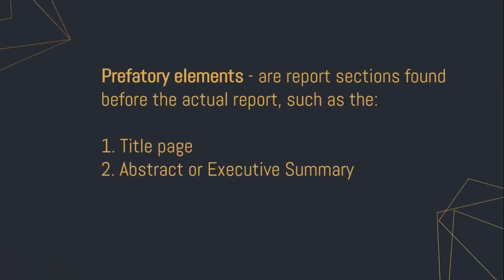So there are prefatory elements, and these are report sections found before the actual report, such as the title page and abstract or executive summary. The title page contains the title of your report. The title should give an initial idea of the content of the report, or what the report is all about. And when we say the abstract, it is a very brief but concise summary of the whole report. It's like a bird's eye view of the report. It is complete from introduction to objectives, to methods, to results, and to the conclusion.